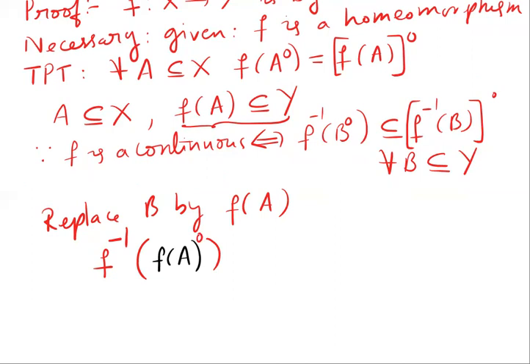Now this is contained in, on the RHS, f inverse, one bracket there, and that whole interior also remains as it is. In the place of B, we have to put f of A. So in the place of B, I'm putting f of A.